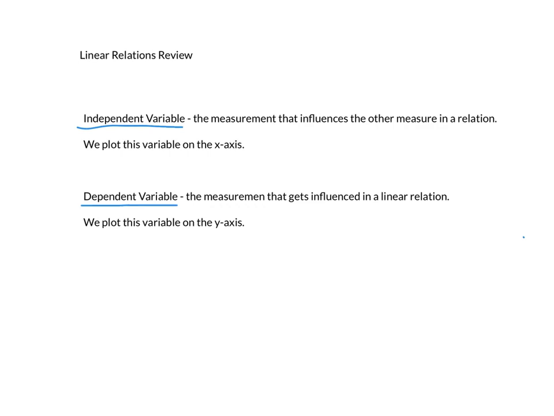In the case of the independent variable, we're talking about the measurement that influences the other measure in the relation, and that it goes on the x-axis. The dependent variable is what gets influenced in a linear relation, and it goes on the y-axis.